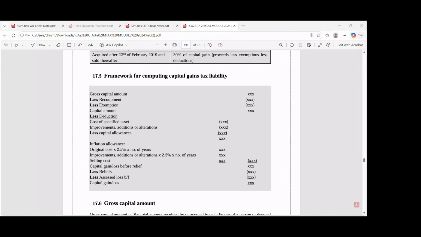Then once you determine that, the most critical thing, team, on CGT is this formula. We start with gross capital amount. We less your recoupment. You less your exemption. So your recoupment is from your income tax. The reason why we deduct the recoupment is that Zimra can't tax you twice on the same amount.